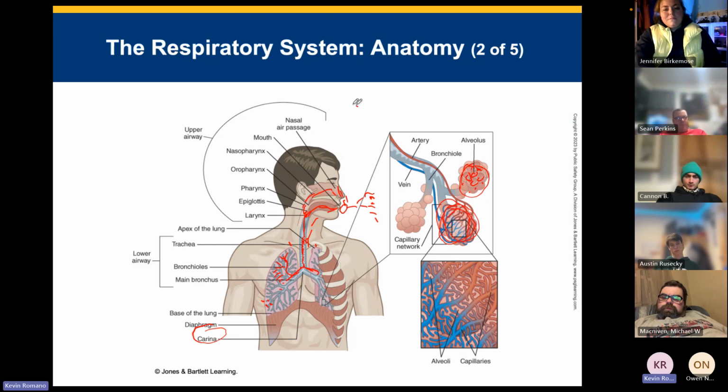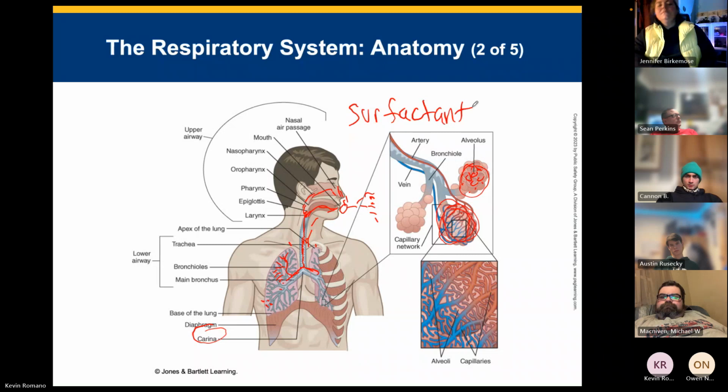I might spell it wrong, but surfactant. Has anyone heard of that before? Okay. Surfactant is that lubricant that allows for the elasticity of the alveoli. Right? If we lose that elasticity, and the surfactant is gone, and we have alveolar collapse, what is that called? Anybody know what that's called?